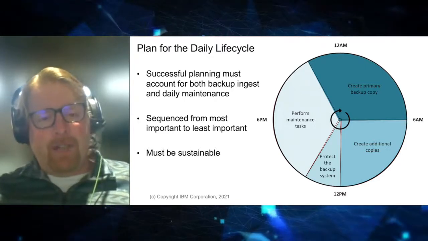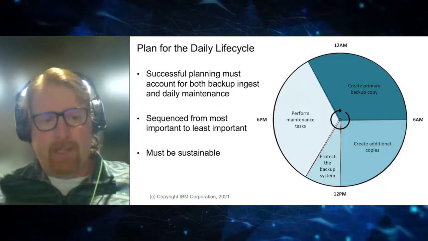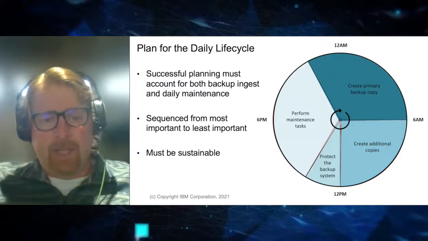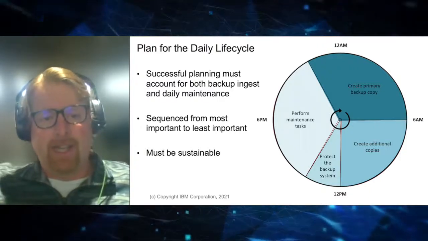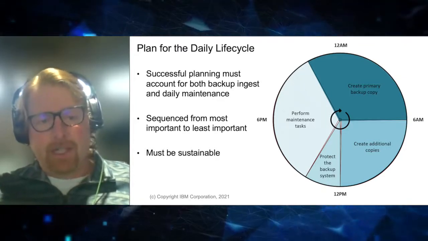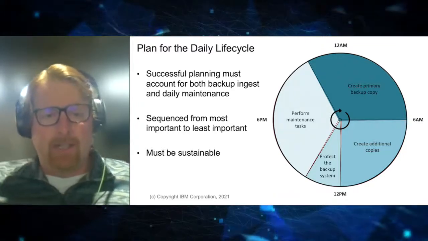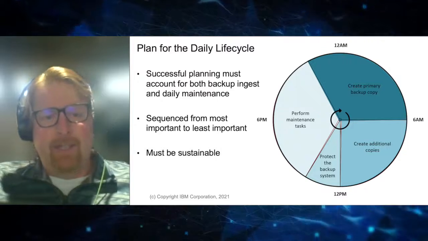And then after we get those second copies, we need to protect the backup system itself. And so in the case of Spectrum Protect, that's the DB2 database where we have all of the metadata about the backups. We need to get a copy of that so that in the case of a disaster, you have something to work from. Just having a bucket full of tapes is not going to do you any good if you don't have that catalog to help direct you where you need to get the data off the tapes.